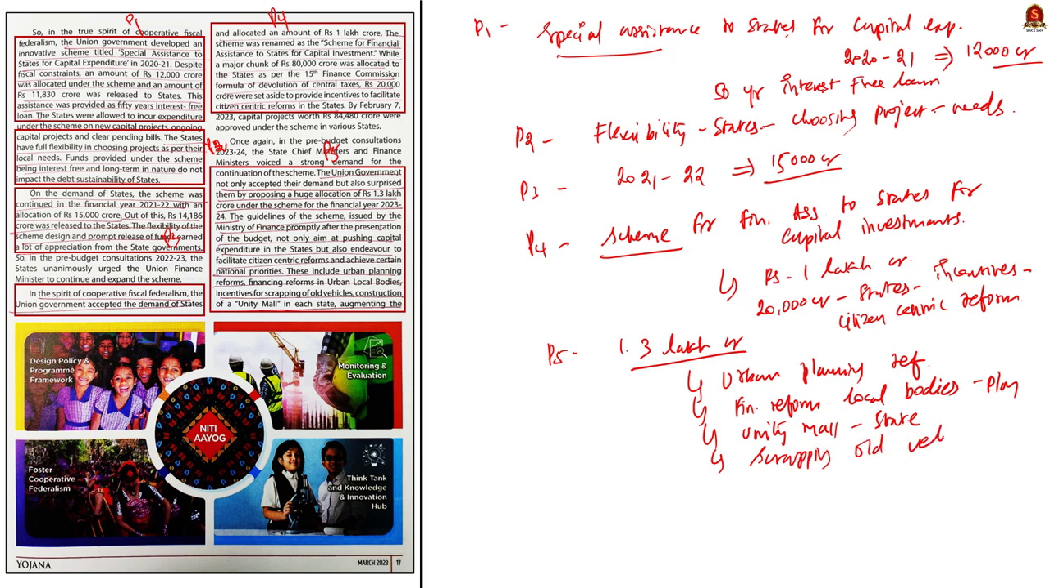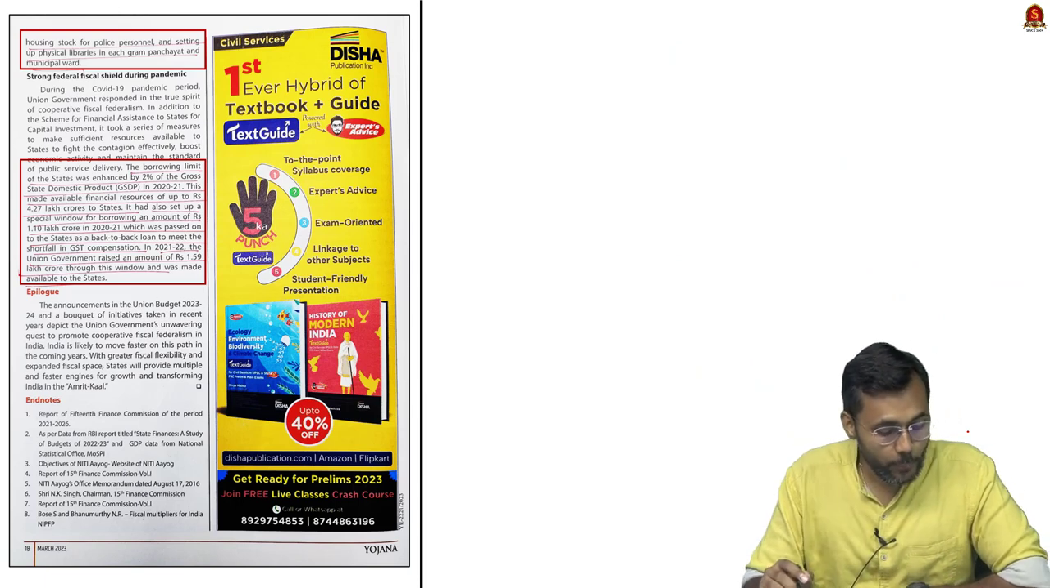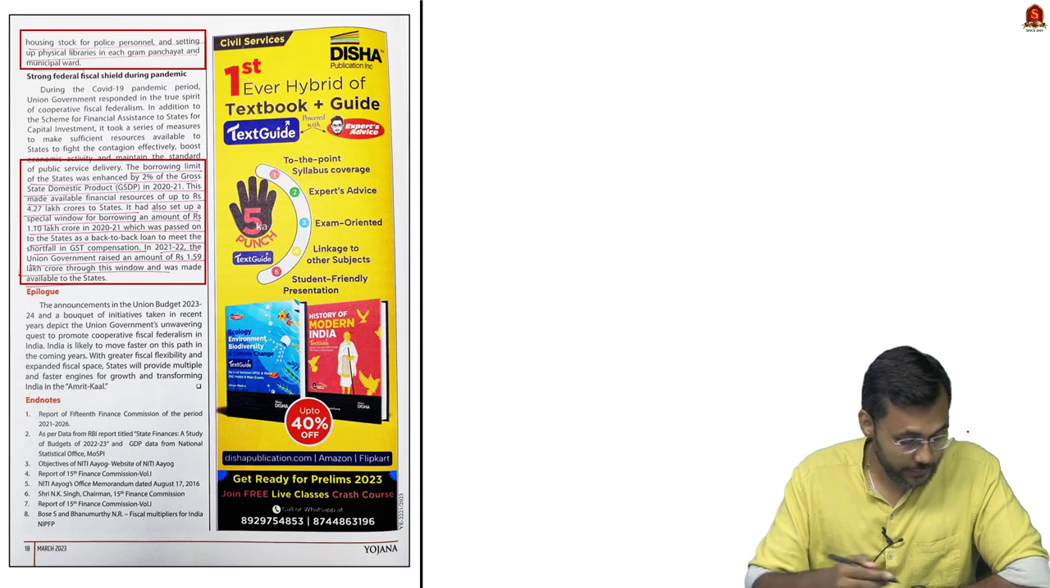So all this has an impact on the system. So that is why the union government is giving a greater focus on it. So that is given in this paragraph 5. And also police personnel reforms and creating libraries, that's all given here.